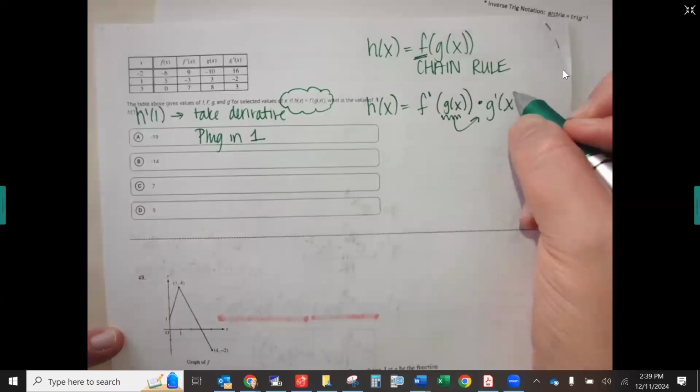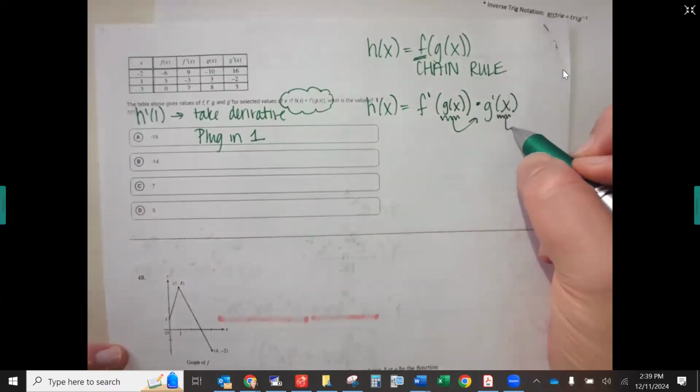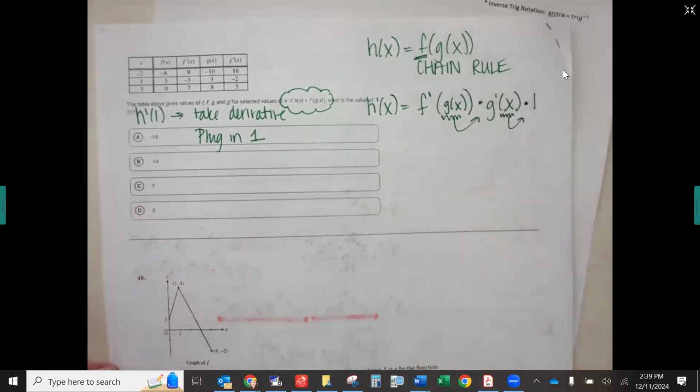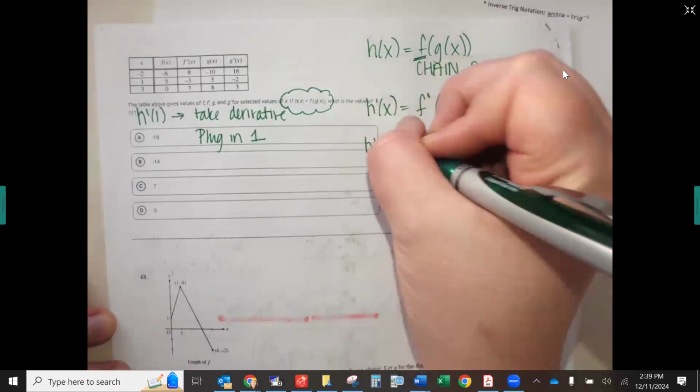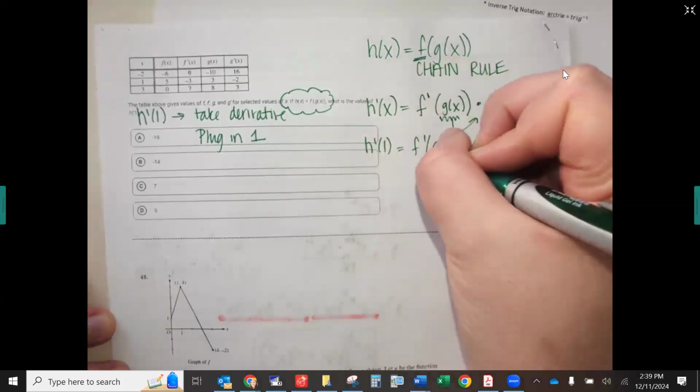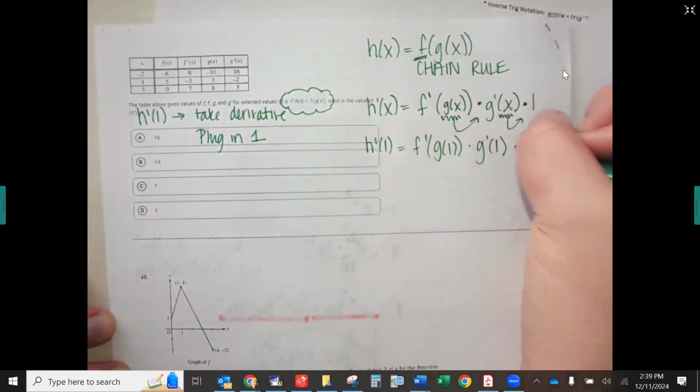G prime of x. Now, let's say I want to go in one more layer. What's the derivative of x? Times 1. Okay, so that's why if your x is alone in the middle, you really don't have to do the extra layer, but you can. Okay, that's h prime for any x that I want. Then I want h prime of 1. So that's f prime of g of 1 times g prime of 1, and then times a regular 1.